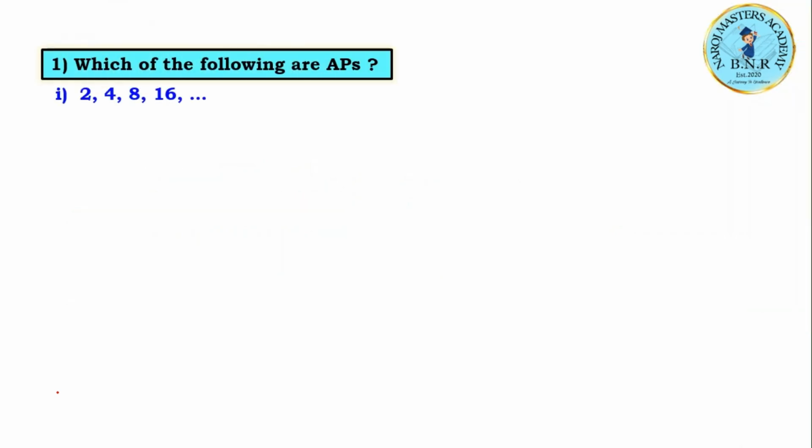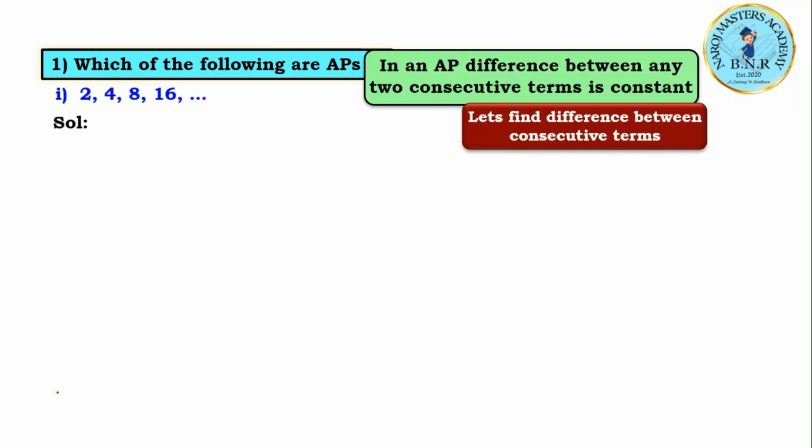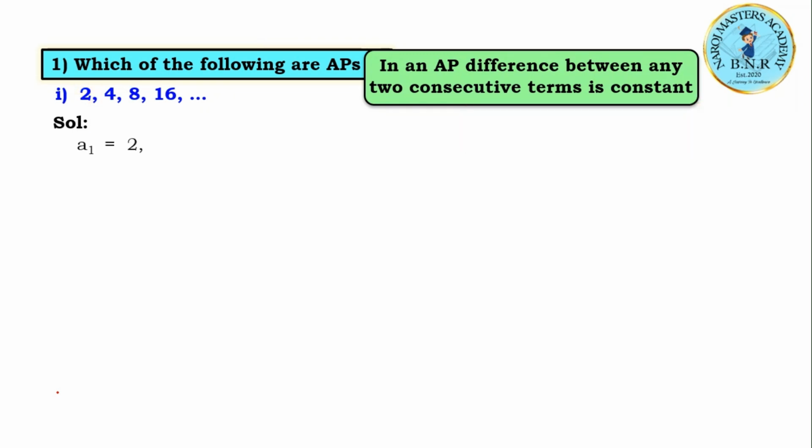Look at the numbers 2, 4, 8, and 16. We don't know whether they follow an AP or not. Our task is to find the difference between any two consecutive numbers. If the difference is the same throughout the sequence, it means it is an AP. In an AP, the difference between any two consecutive terms is constant. Let's find the difference between the consecutive terms. First, we'll find it with A1, A2. So here A1 is 2, A2 is 4, A3 is 8, A4 is 16.